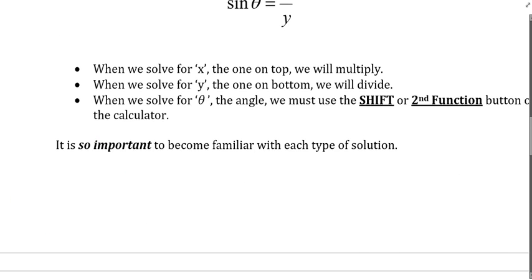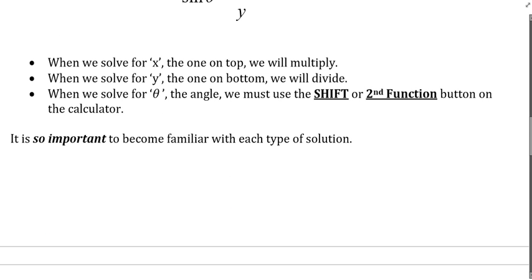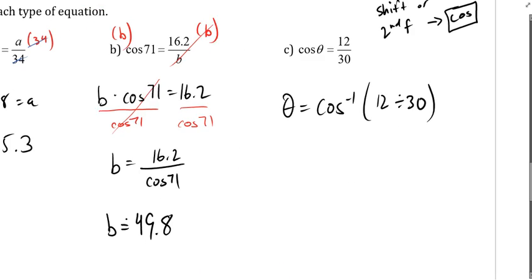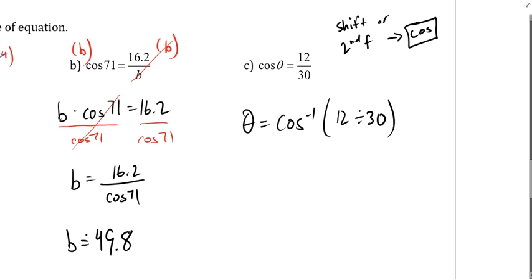And again, that's explained right here. Look, when we solve for an angle, we must use the shift or second function button on the calculator. It seems weird. You practice a few times, it's easy. So on my calculator, I go shift cos bracket. You got to do a bracket. 12 divided by 30. I hit equals. And I get, rounded, we round these to whole numbers, 66 degrees.